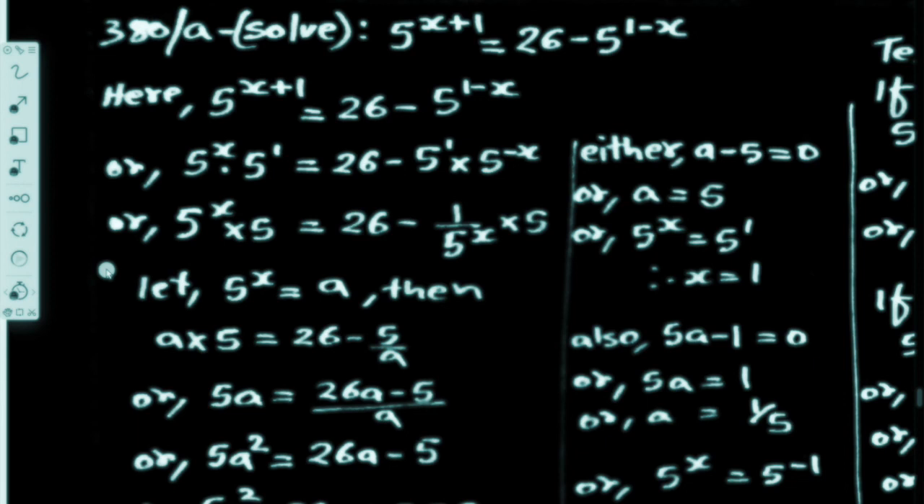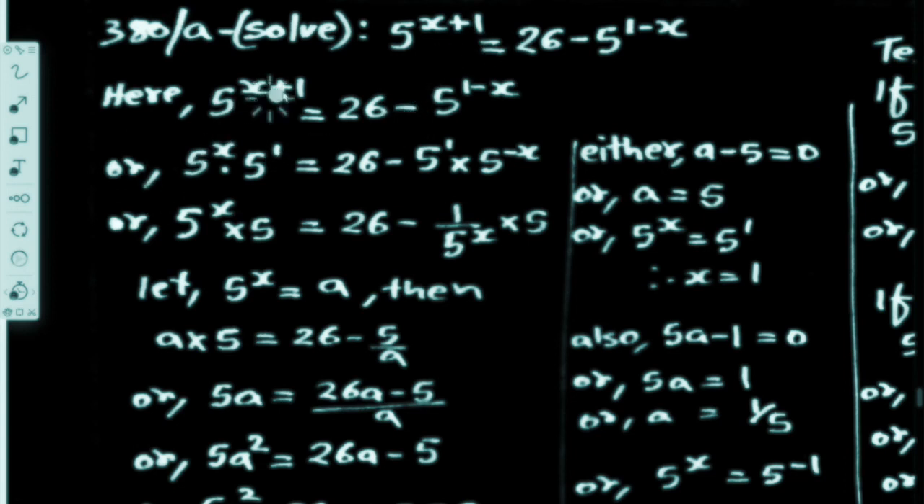Here is the next problem of the equation chapter, problem number 380 by A. Solve. The given equation is 5 power x plus 1 equals 26 minus 5 power 1 minus x. From this equation we should get the value of x, and that will be our required value. The question is written here as usual.